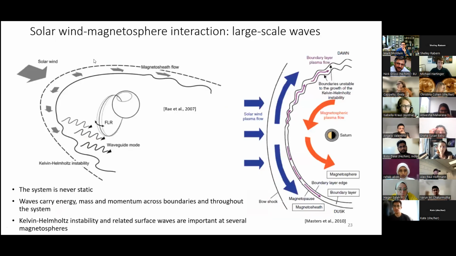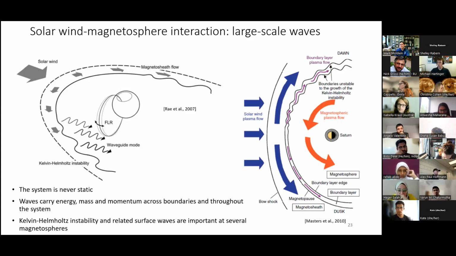Okay, so in my last few minutes here, I wanted to talk a little bit about some of the other things that really affect the structure of magnetospheres. So dynamics can affect the global structure of magnetospheres. The system is never static. We have waves of all types that carry energy, mass, momentum across boundaries and throughout the system.